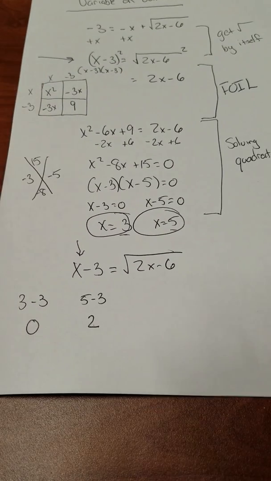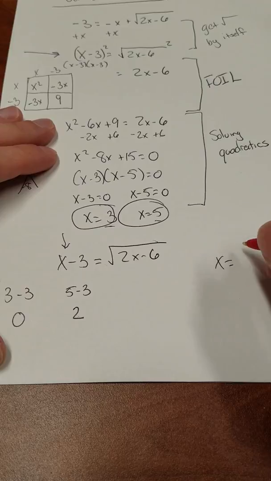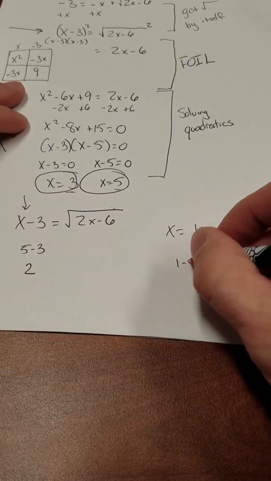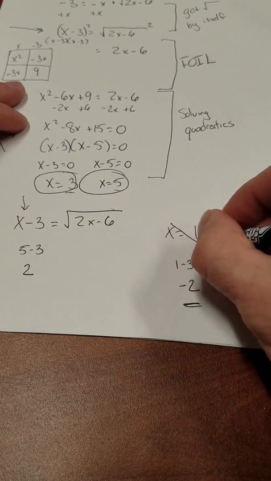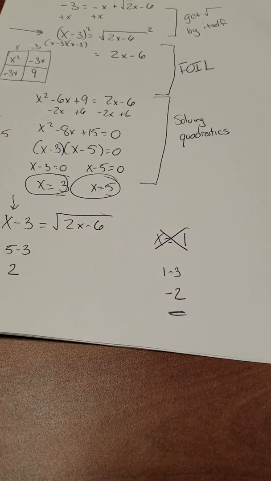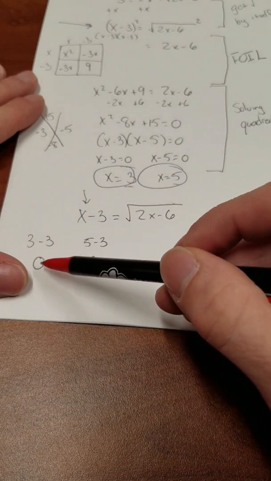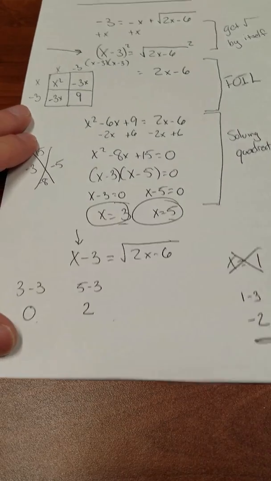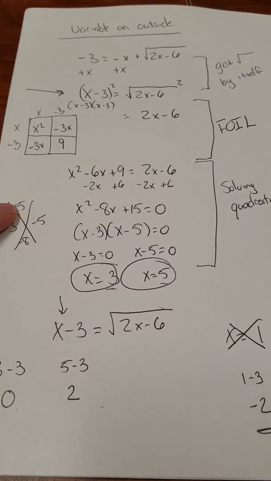So the question is, what happens if, let's say that I had x equals 1 for a solution. I'll plug it in, I get 1 minus 3, so I get negative 2. At that point, 1 would not be a solution because the square root has to equal something positive. But in this case, we came out to 0 and a positive number. Both of them are solutions.